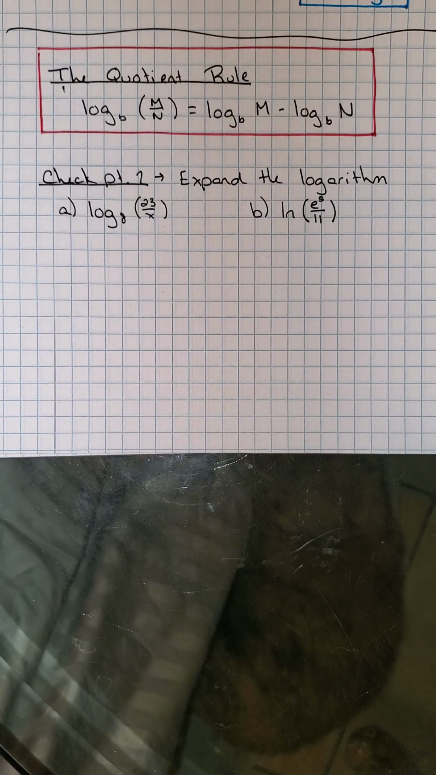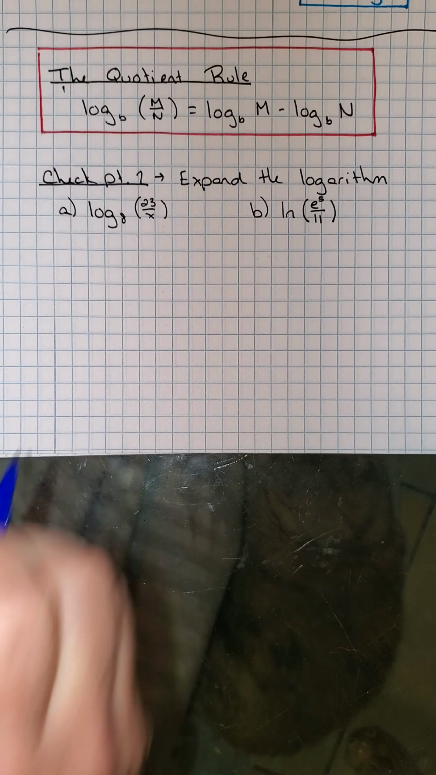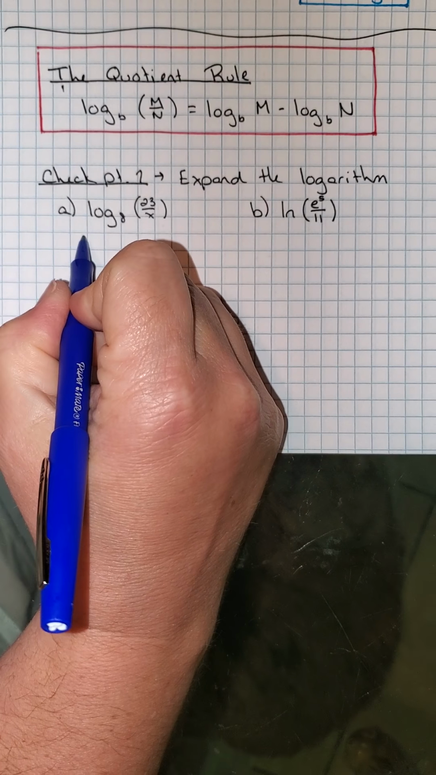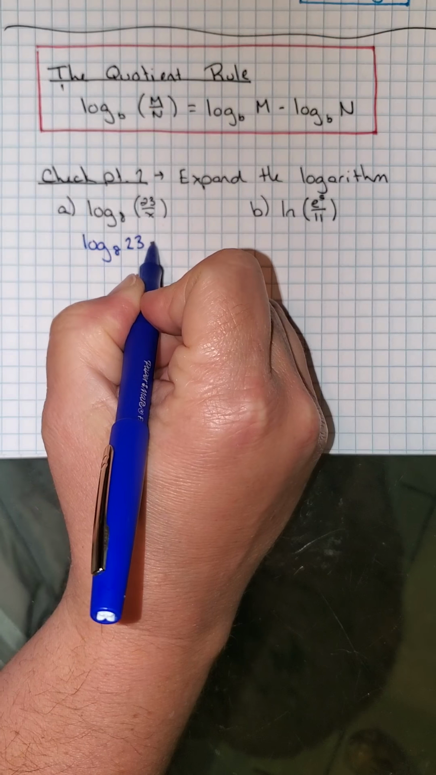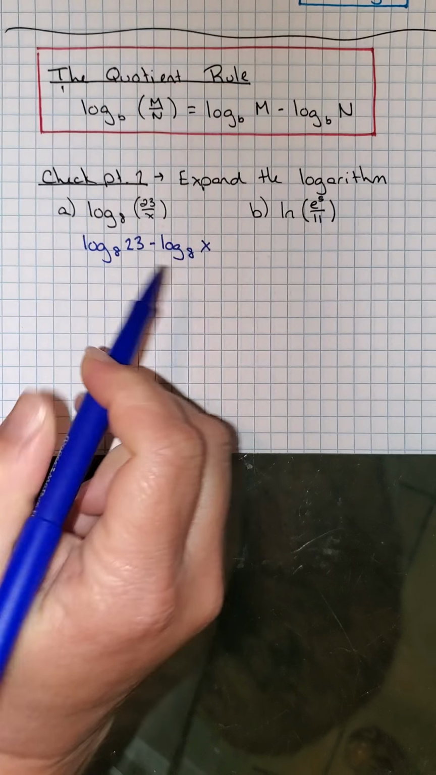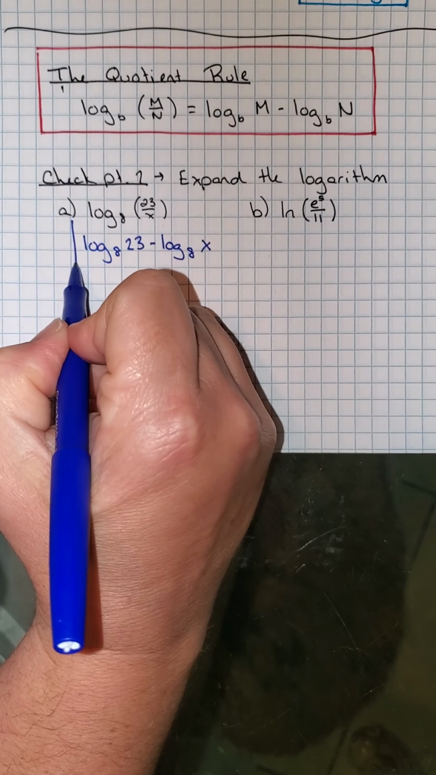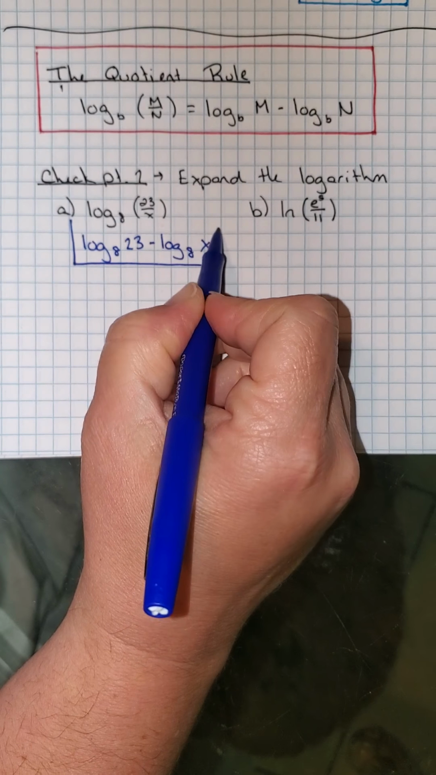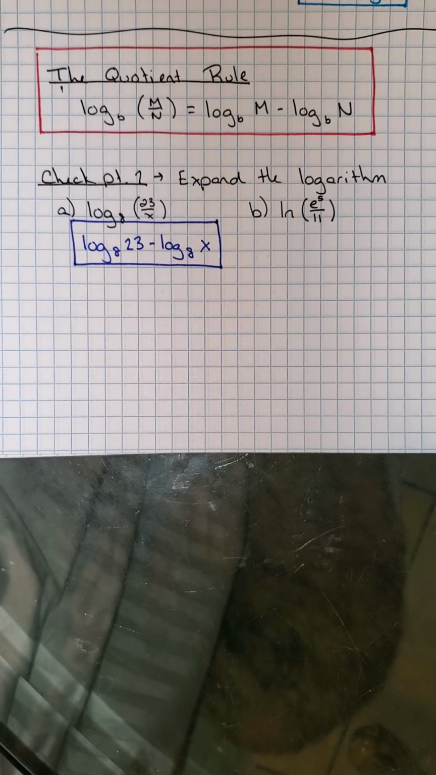Alright, so the log of two things being divided is going to become subtraction. So we have the log of the top, so log base 8 of 23, minus the log of the bottom, which is log base 8 then of x. Can we raise 8 to a power to get 23? No, we cannot. Just answer my own questions. So that's what you get. That's your answer.